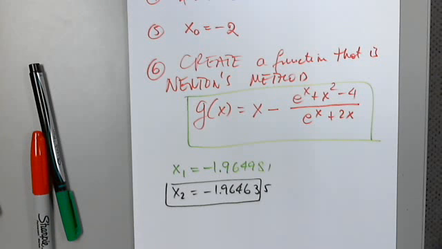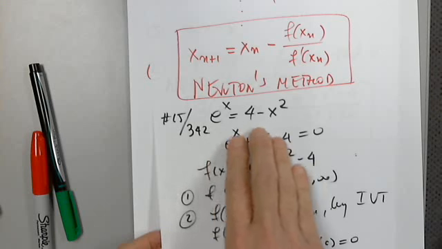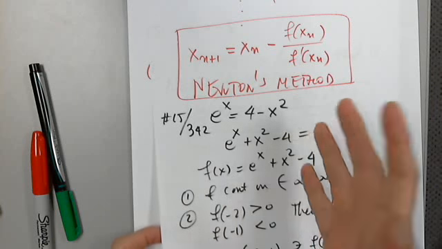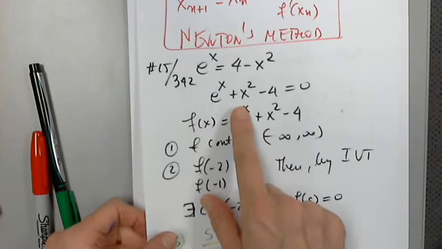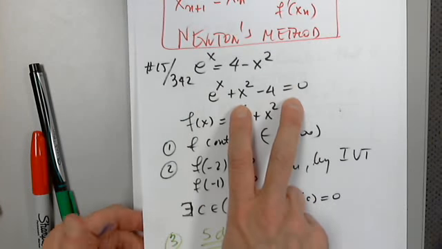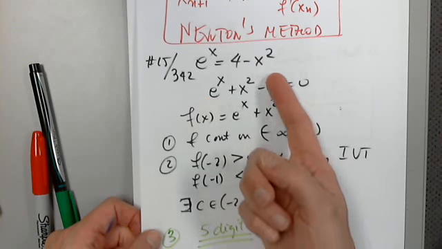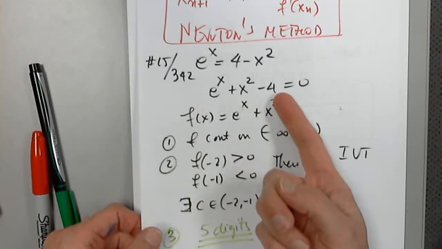Okay, let's summarize what we did. We were given an equation that no one can solve algebraically. There is no method. Then we created the function, and we said, okay, solving this equation means solving this one. Same thing. Solving this one means finding the x-intercepts of this function.